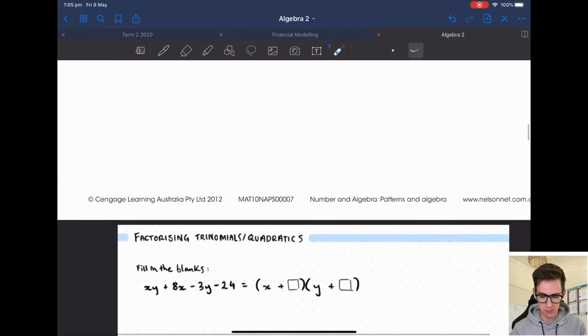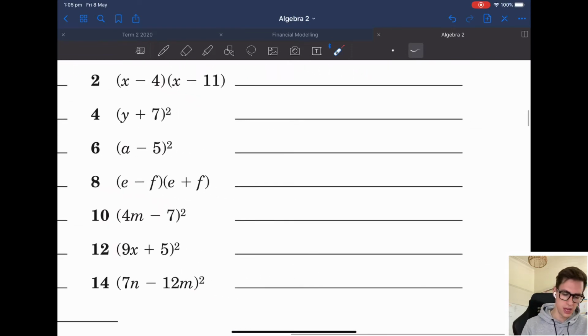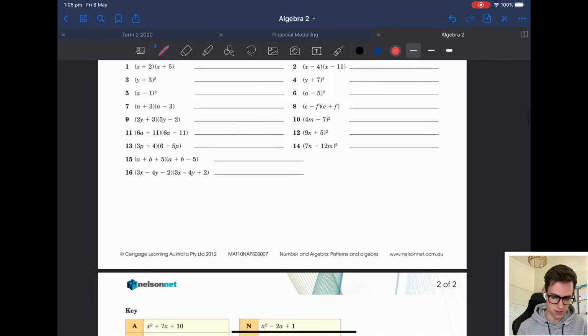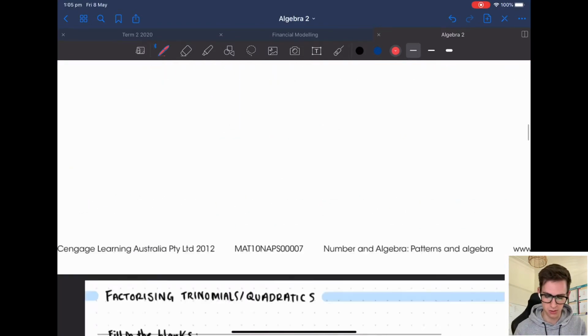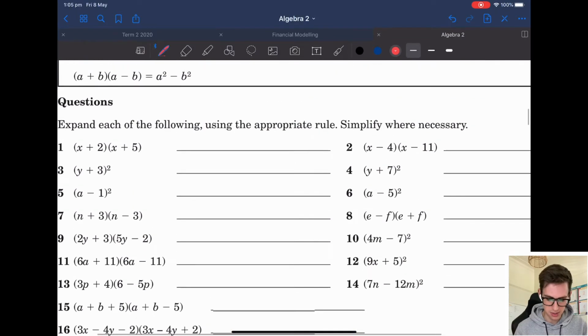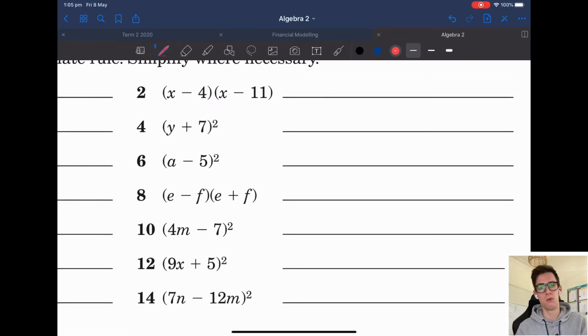What I want to start by doing, and if you are totally a-okay with expanding binomials, you can skip forward until you see us go back down to this screen, and that's where we're actually going to do the factorizing. But I want to start by going through maybe the bottom 4 questions here, just to give a recap for anyone who's still a little bit unsure on expanding binomials.